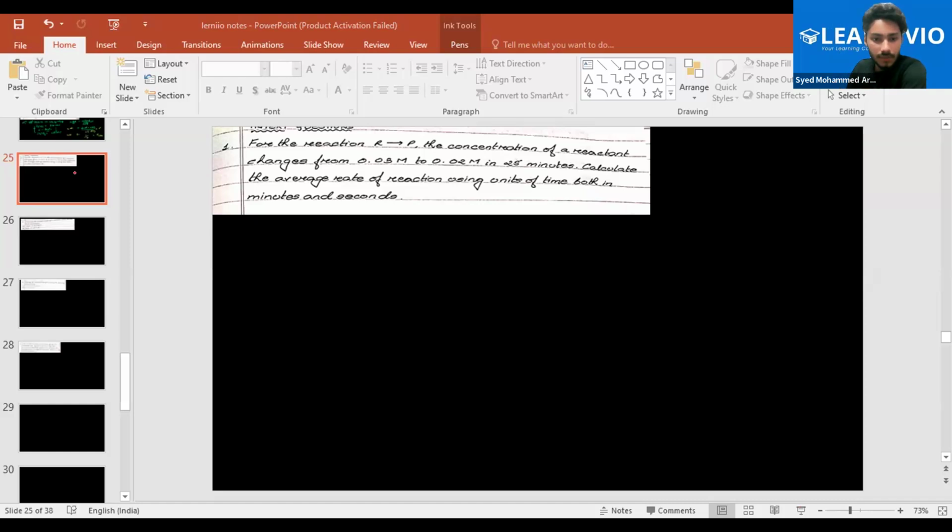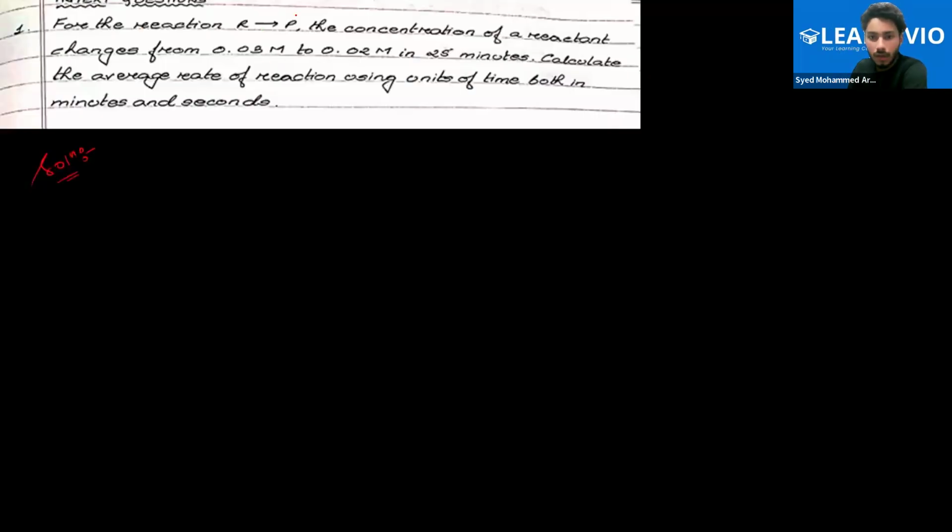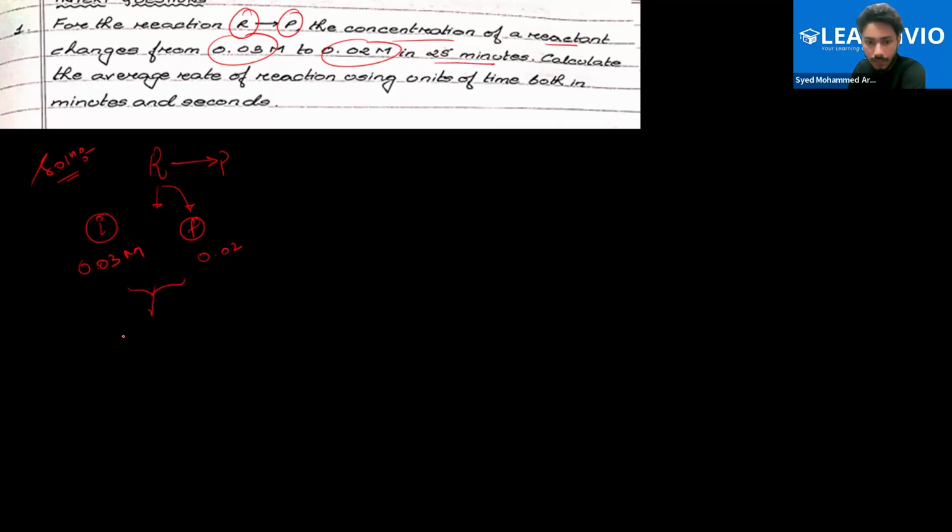So basically, the given part is my reaction from reactant to product. The concentration of a reactant changes from this to this. This is the change in the concentration. So the initial concentration would be 0.03 and the final concentration would be 0.02, and the time it will take to complete is 25 minutes.